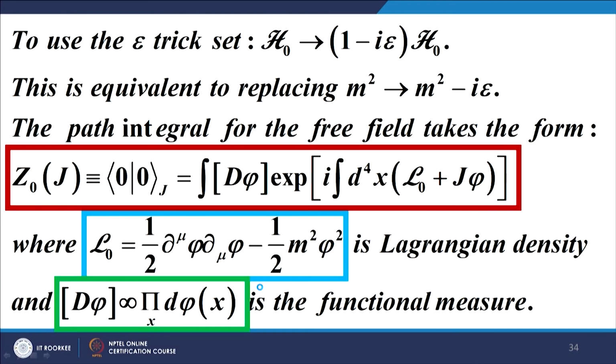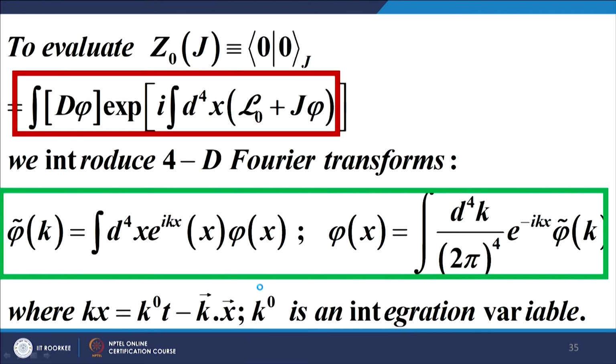Now, introducing the epsilon trick, we set H_0 equal to (1 minus i epsilon) H_0, which amounts to replacing the mass m square by m square minus i epsilon. The generating functional is given by this expression. Of course, the term J phi is added representing the source term, and the green box represents the fact that the path integral now is an integral over all field configurations. So, we have now the path integral, the Z J is given by the path integral, that is in the red box.